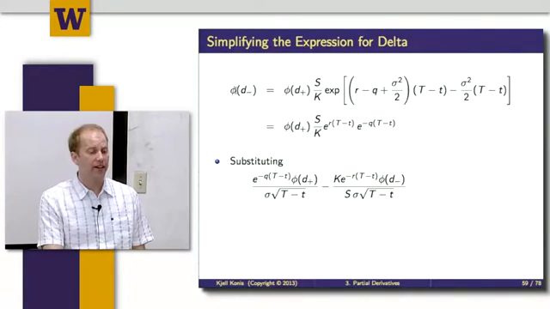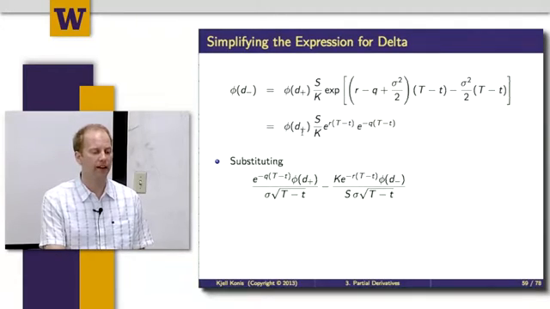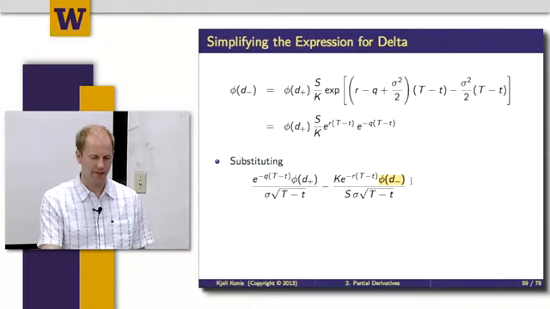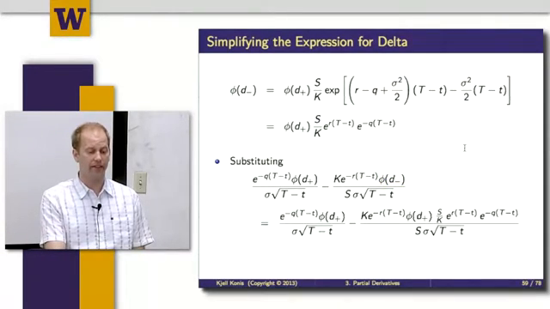And now I have an expression for phi of d minus in terms of phi of d plus. And this is the expression that I'm trying to show is equal to 0 again. So I'm going to substitute my expression here for phi of d minus into the second term here, and I get this expression here. And so the first term has stayed the same.